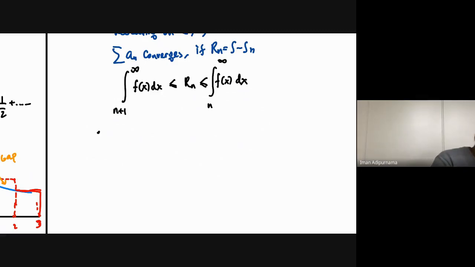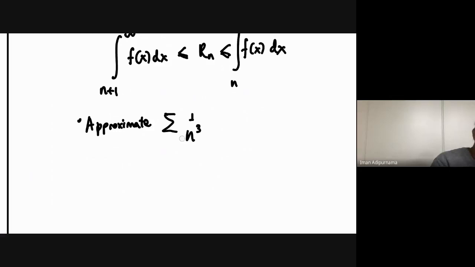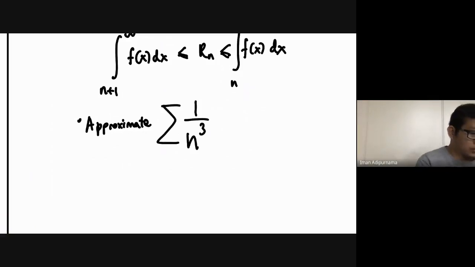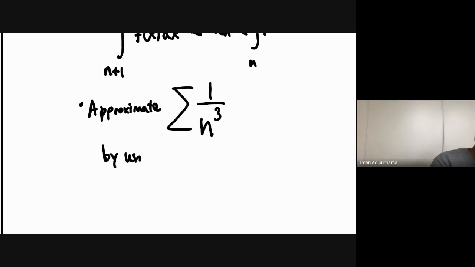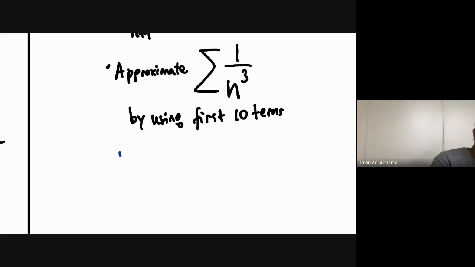Okay, so if we approximate the series of one over n cubed, let's make it bigger. Approximate this series by using the first 10 terms, meaning n is equal to 10.